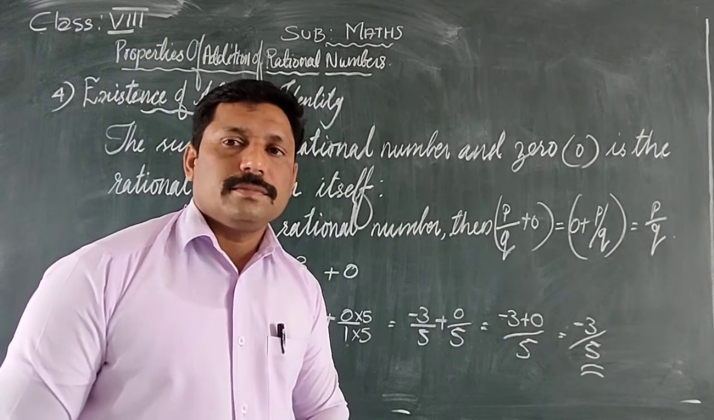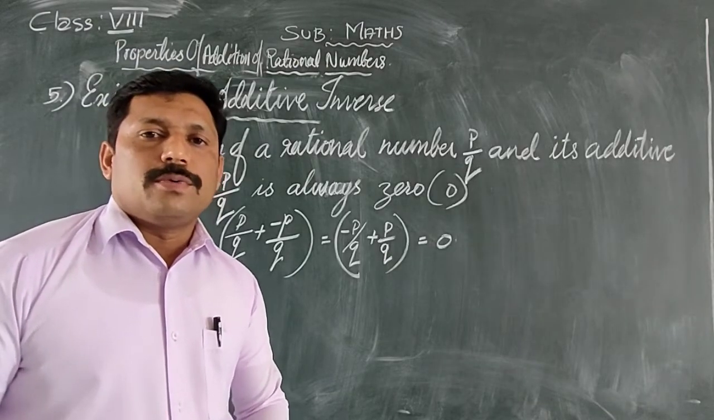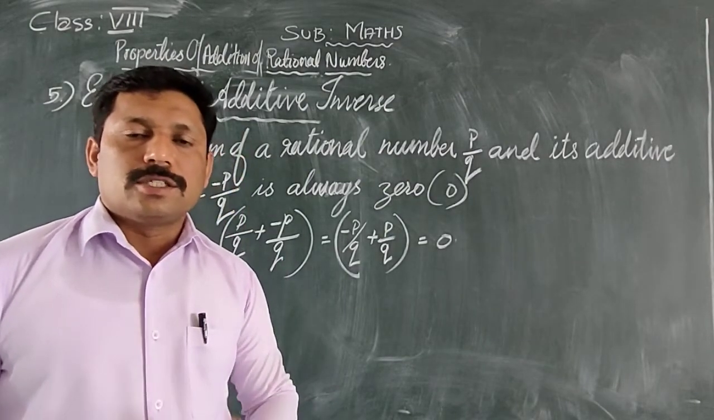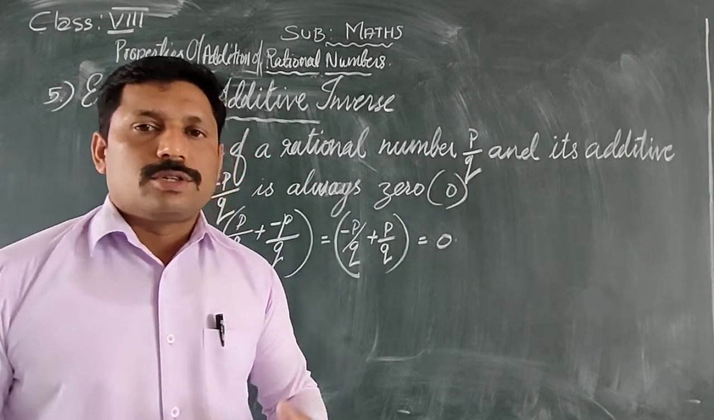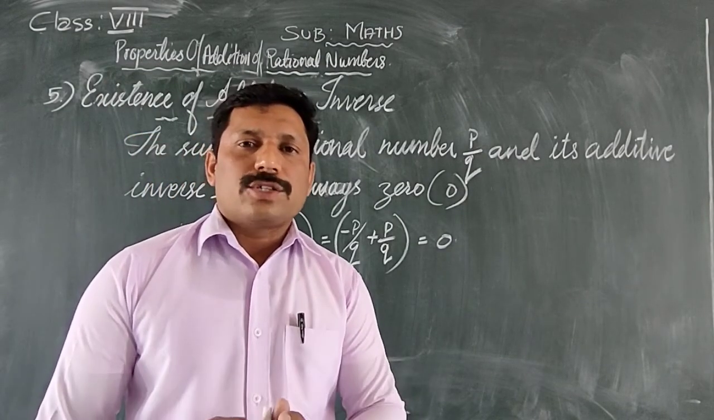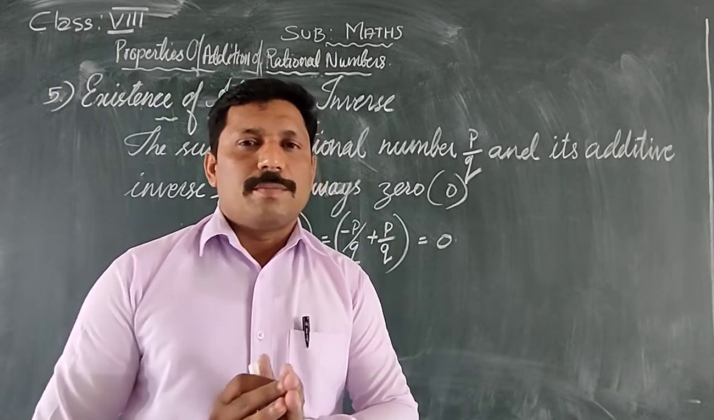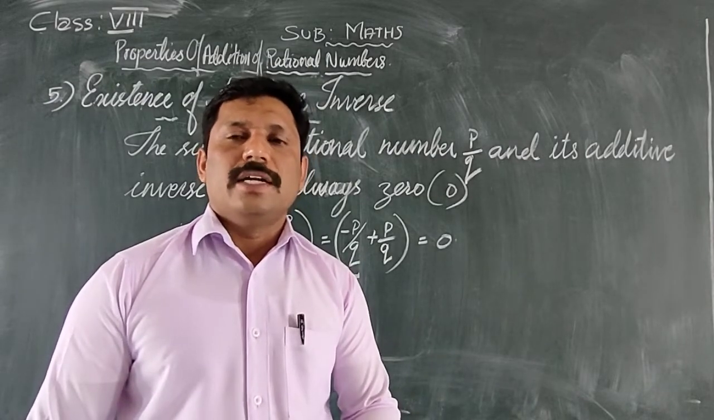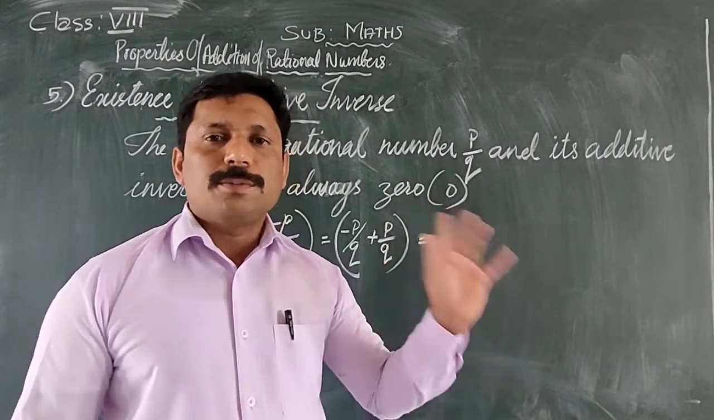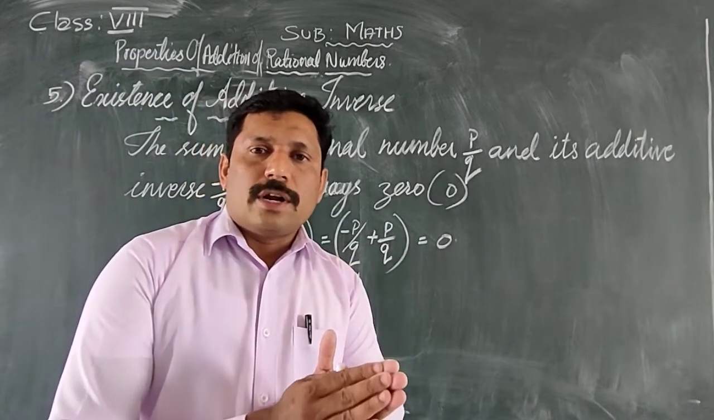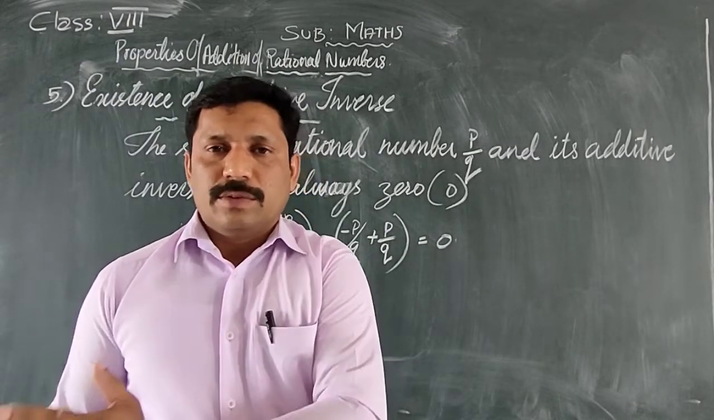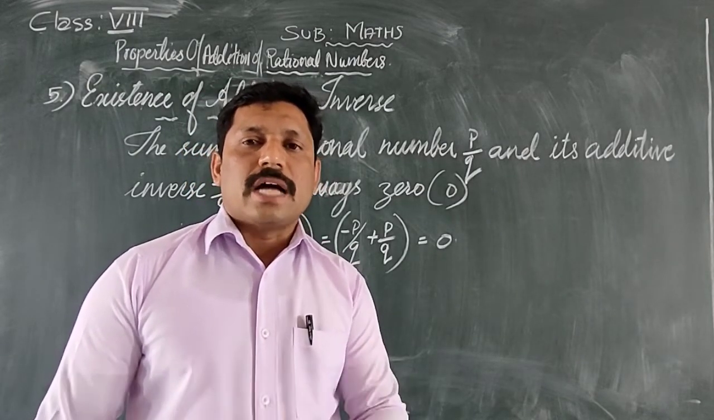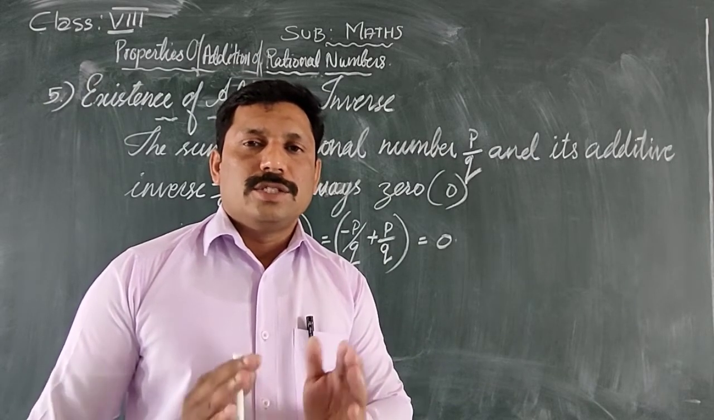Okay. The fifth and last property of addition of rational numbers is the existence of additive inverse. Dear students, you know that for every rational number there is an opposite rational number. This opposite rational number is called the inverse, meaning the additive inverse of a rational number. And this property says that when a rational number is added to its additive inverse, then the result will be 0. The sum of a rational number and its additive inverse will always be 0.